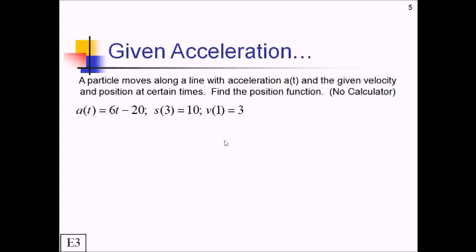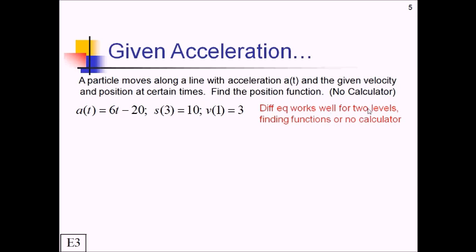On this problem, we're given a particle with an acceleration function, a position at time 3, and a velocity at time 1. Based off this information, we want to work our way backwards to find the position function. All right, so our strategy on this one, we're going to have to go from acceleration to velocity to position. So we're going to use some diffie-q here.